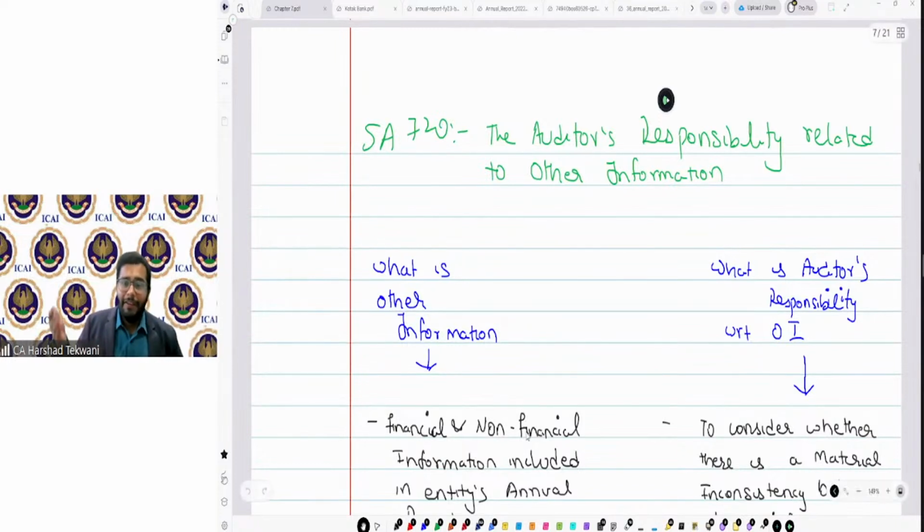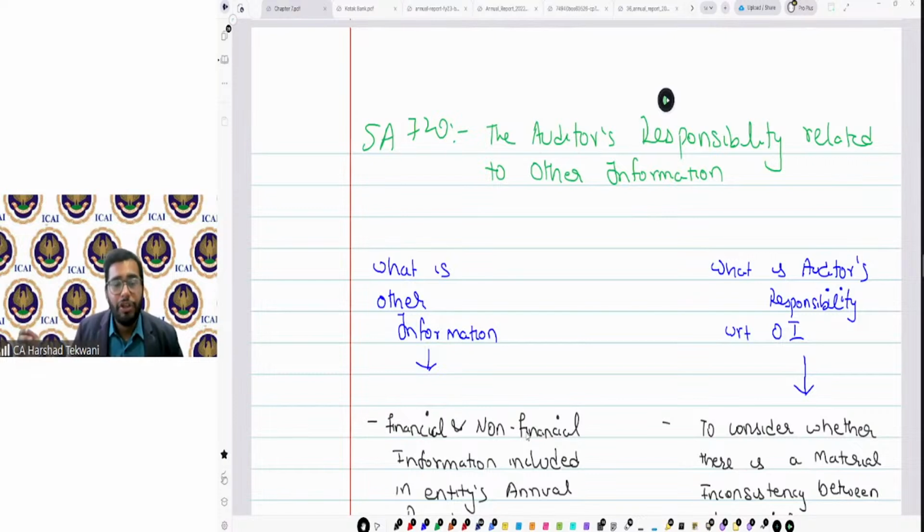Okay. Then we went to SA 720. We discussed the auditor's responsibility with other information. We saw with an example what the auditor is required to do, when the auditor can refer, and that he needs to ask management with respect to other information. Then what if he is not getting other information on time?